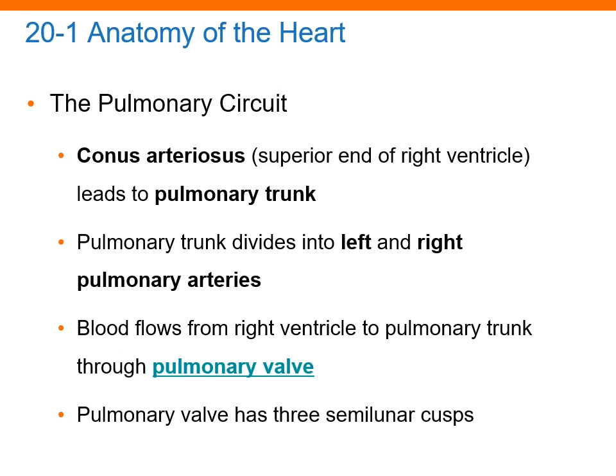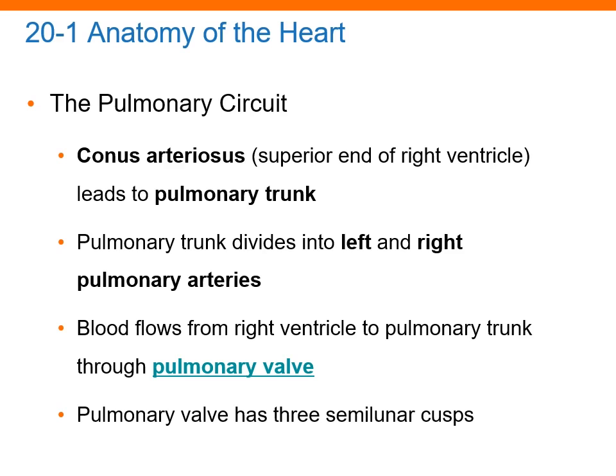So we're kind of going in order here. We went from the right atrium to the right ventricle. Remember, after that is the lungs, or the pulmonary circuit. That contains the conus arteriosus, which is the beginning of the pulmonary trunk, or leads to the pulmonary trunk. As soon as you leave the right ventricle and it starts to develop that blood vessel shape, that's the conus arteriosus that leads to the pulmonary trunk.